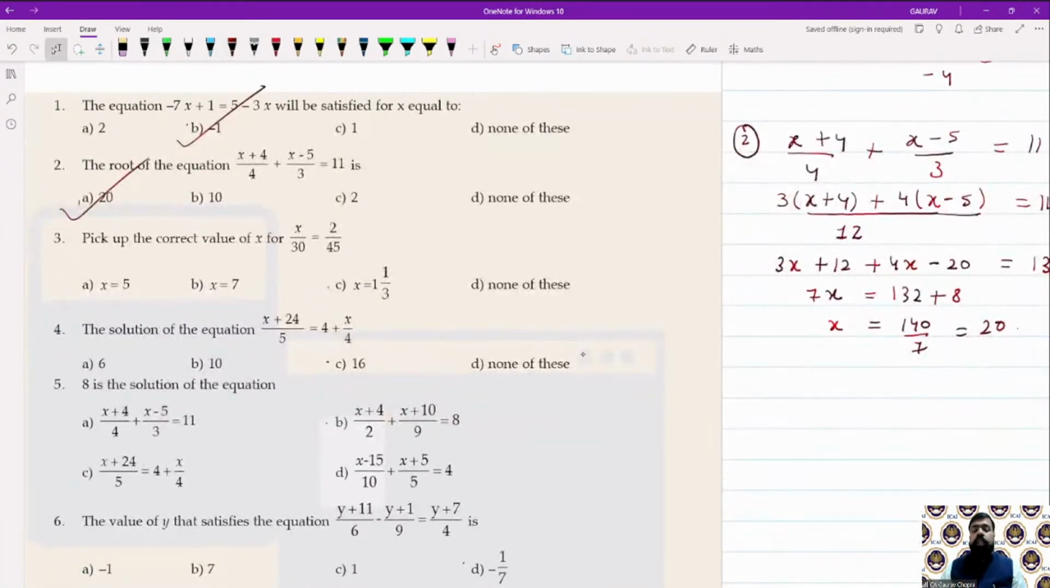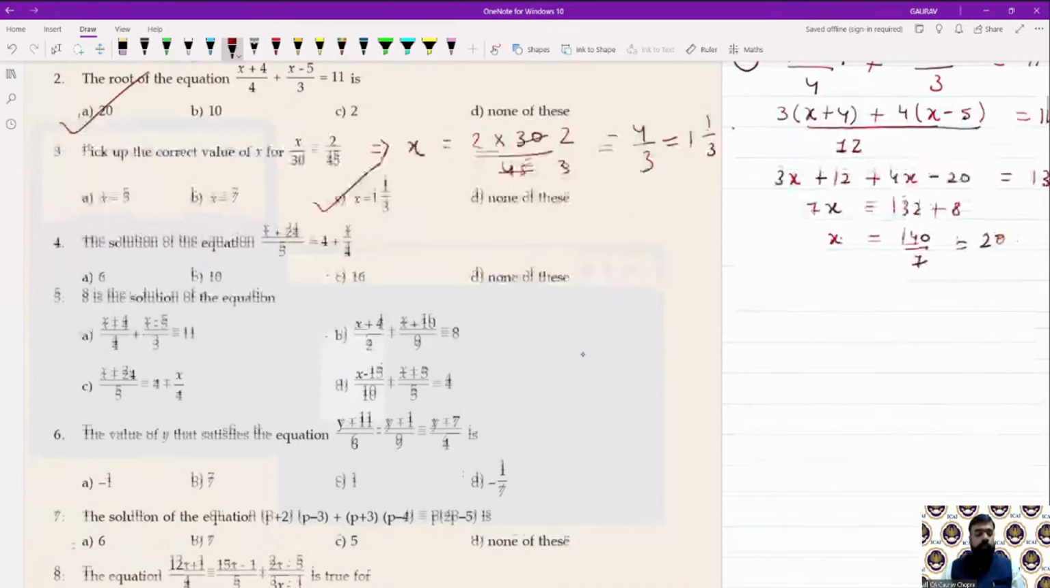Now the third one is very easy. Simply we have to find the value of x. You can do the cross multiplication and get the result. So x is equal to 2 multiplied by 30 upon 45. Cancel with the help of 15, 2 by 3. So we are getting 4 by 3, and 4 by 3 can be written in the form of a mixed number as 1 and 1/3. So now we are getting option number C.